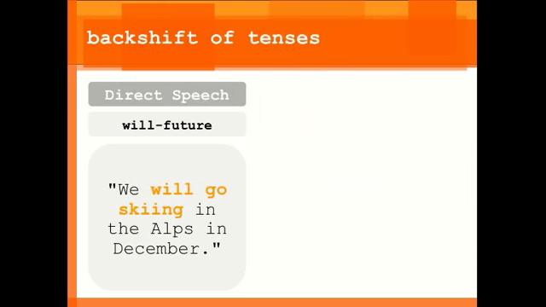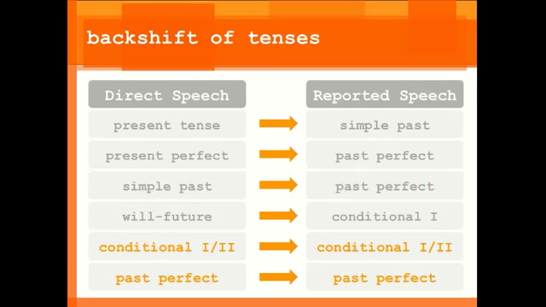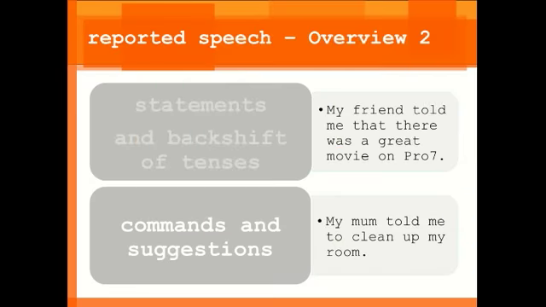The will future, "We will go skiing in the Alps in December," becomes "My students told me that they would go skiing in the Alps in December." Will future becomes conditional 1. And then we have the 2 conditionals and the past perfect, which actually stay the same in the reported speech. So much for the backshift of tenses and the statements.